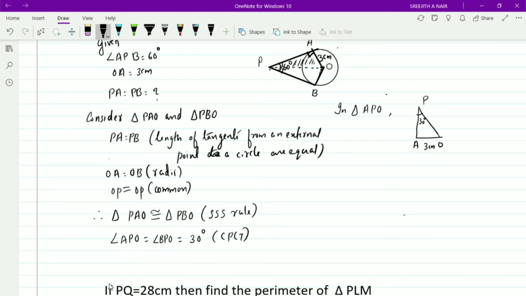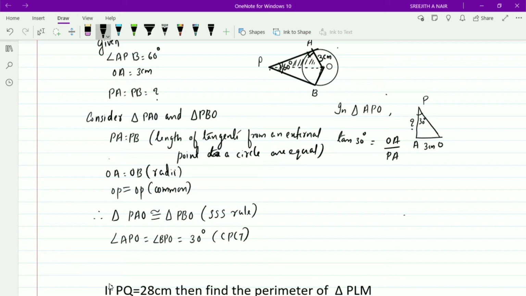Now we know one side of the triangle and one angle. To find the remaining sides, we can apply a trigonometric ratio. We should find the value of PA. PA is the side adjacent to 30 degrees and OA is the side opposite to 30 degrees. So for the ratio of opposite and adjacent sides, tan 30 degrees is equal to the opposite side, OA, divided by PA.